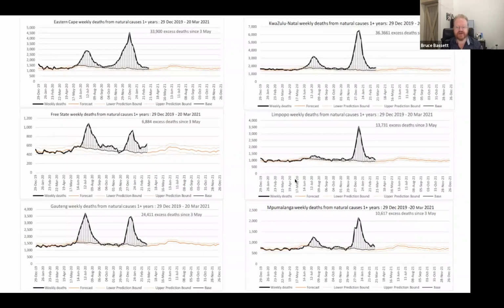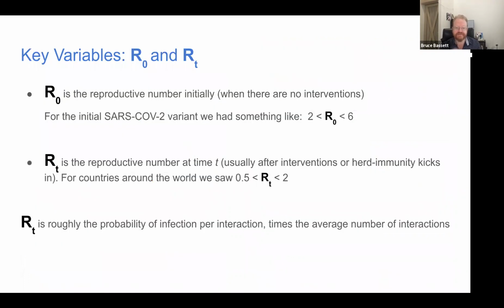We can drill down to provincial level on the excess mortality, and most provinces are still continuing to drop, but there are a couple of concerns. One is Free State, which has started to rise, and the only other one is KZN, where it's flat. So that again frames the question of what's going to happen next.